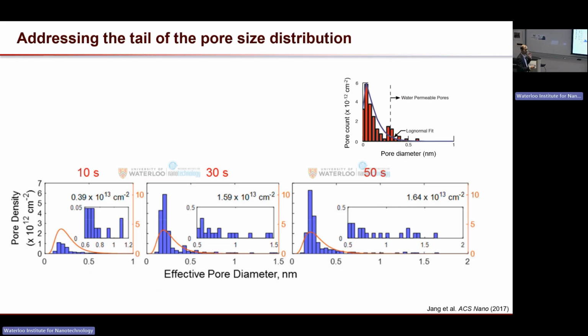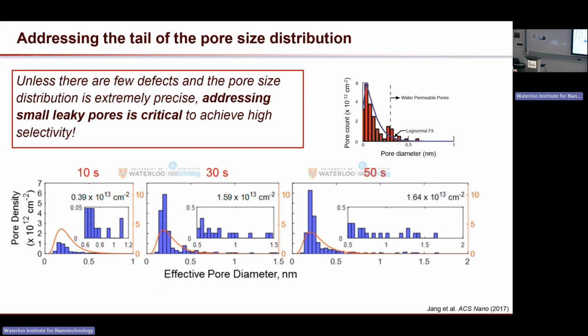So if you have a bulk three-dimensional material, then the transport is governed by the smallest pores, right? Because you have to go through a small pore to pass through. But if you have a two-dimensional material, transport is governed by the biggest pores because they're all in parallel. So this becomes a problem. Of course, the previous method that I talked about can also be used to address it, but are there other ways to do it as well? And if we can't tackle this tail, then we are never going to get good selectivity. So how do we do this?